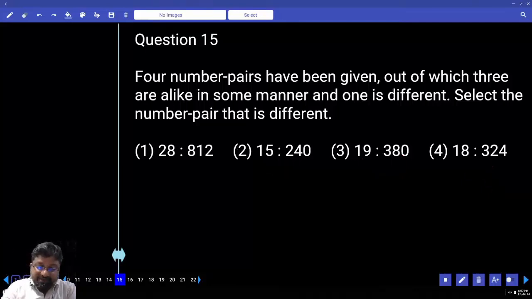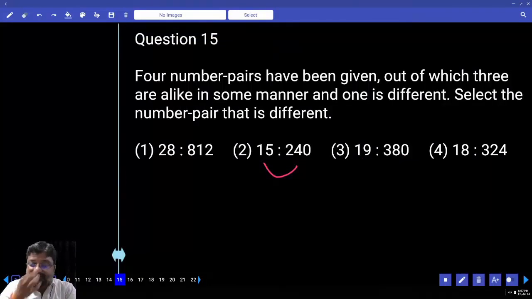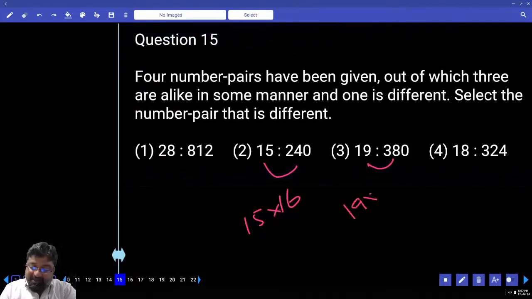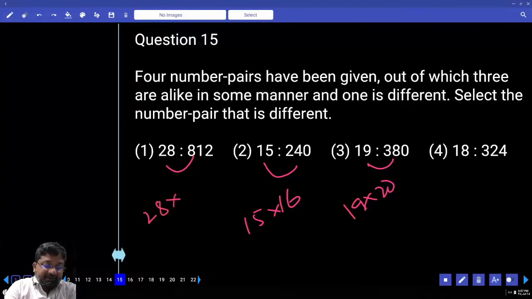Someone who knows multiplication tables, if he sees 15s and 240, he says, sir, this is nothing but 15 into 16. He'll say, sir, this is 19 into 20. Similarly, this should be 28 into 29. If someone knows what is 28 into 29, he'll use the strategy that we'll teach in our class.